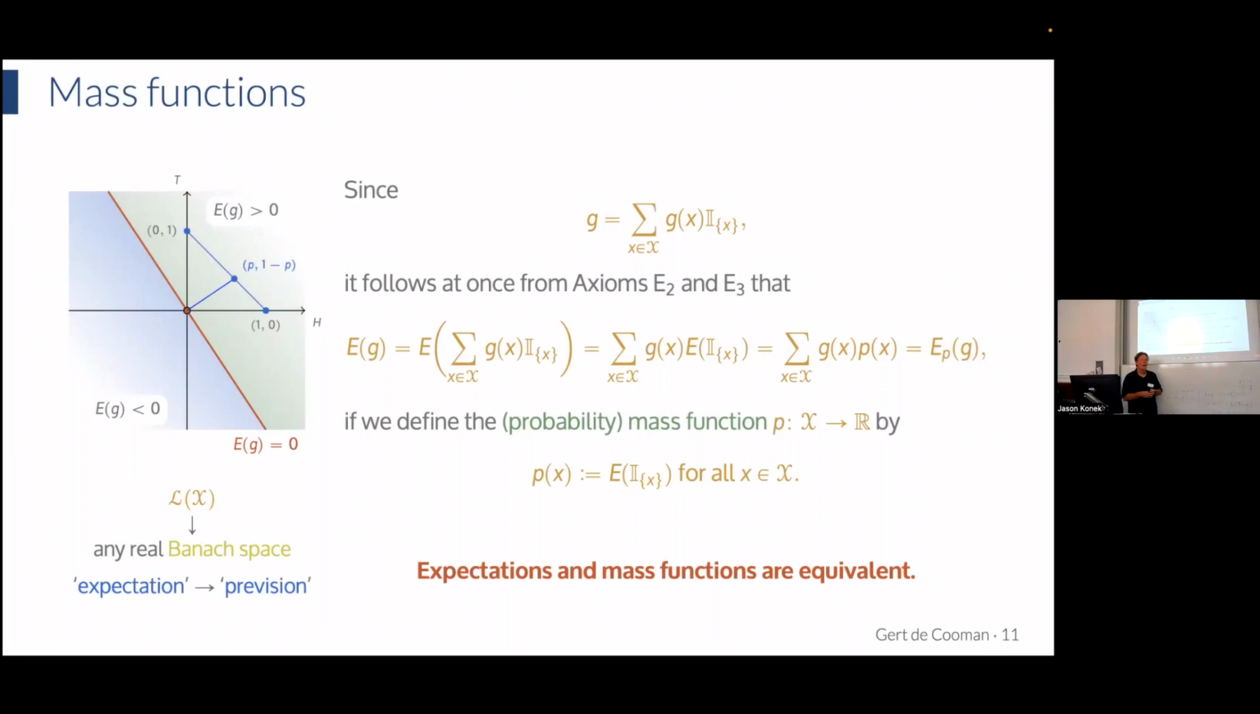Okay. Again, I want to stress that we can still do all of this, define expectations, when the space of gambles is not just the functions defined on some set X, but any real Banach space. We still do everything. And then it may be necessary again to replace the notion of expectation by the notion of prevision, because there may not necessarily be any natural way to define events in that case.